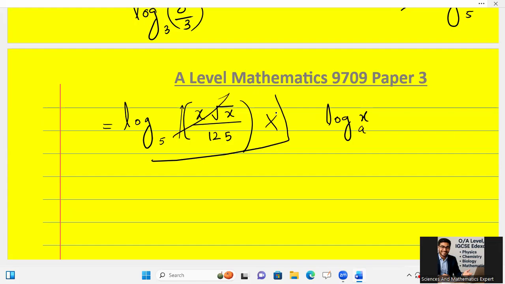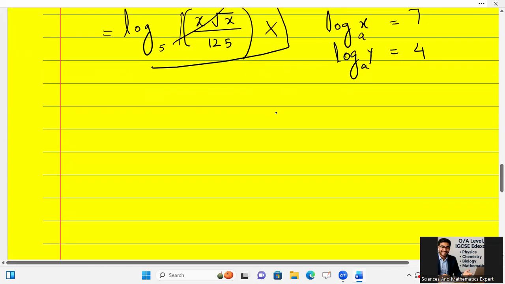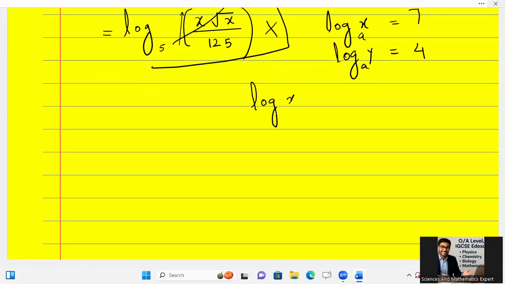Log x to the base a is taken equal to 7, and log y to the base a is taken as 4. Now he is saying calculate the value of log x square under root y to the base a. He is saying calculate this one. I will just implement the laws and formulas of logarithm.